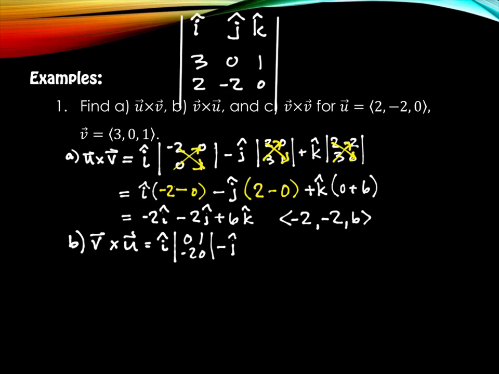Minus j. So with j, I need the outer pieces. So I have 3, and then 1, and then 2, and then 0. And then I have plus k. And k would be this corner over here on the left. So I have 3, 0, 2, negative 2.